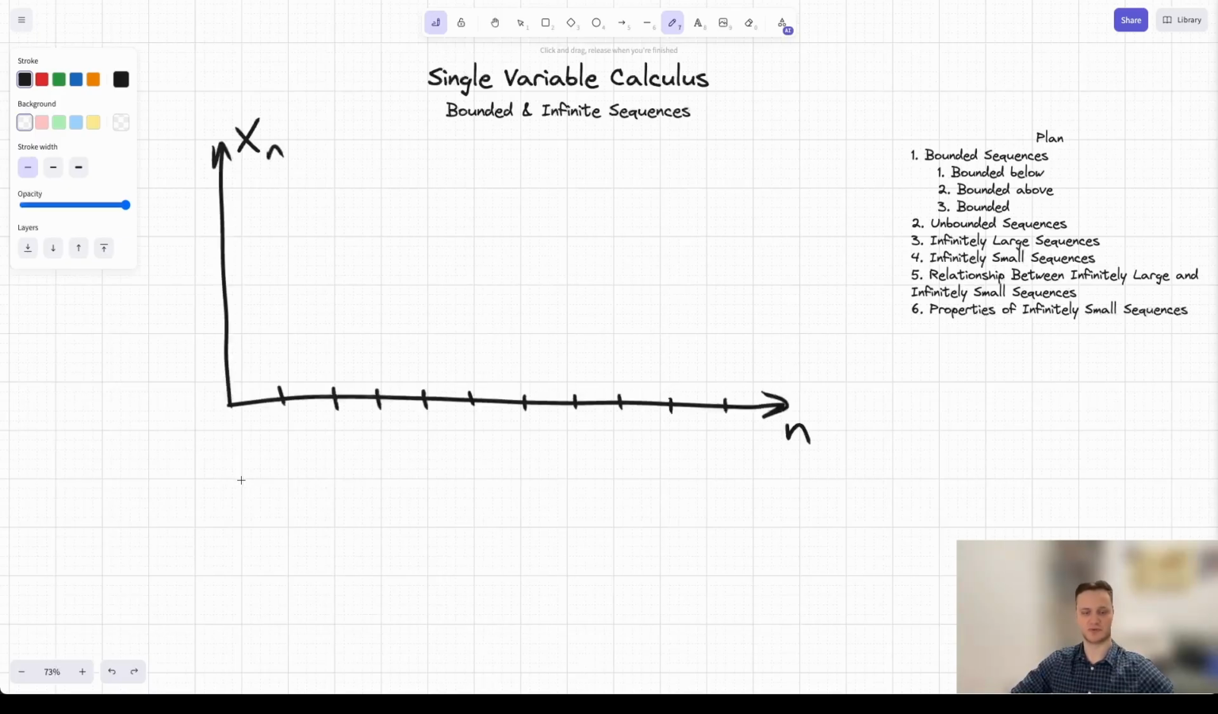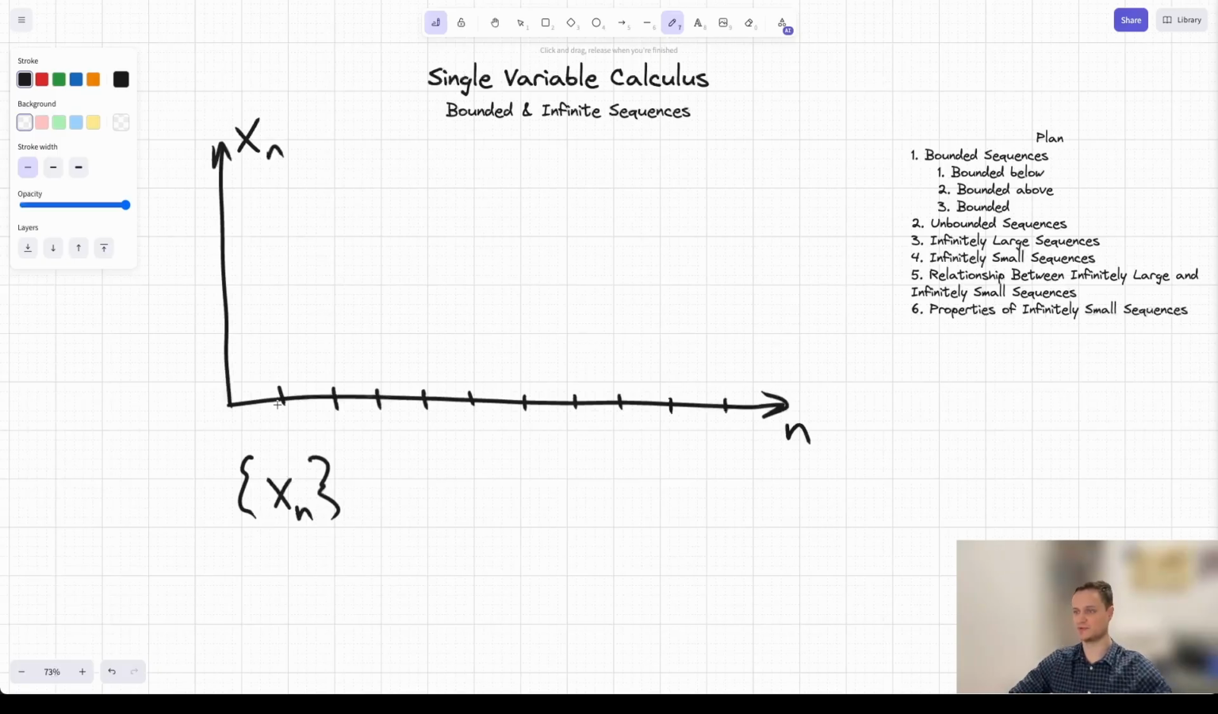Reminder about the sequence notation. A sequence is defined using the following notation. It is read x sub n or x nth, where n is the natural number, which is the index of an element, and x is the actual element.